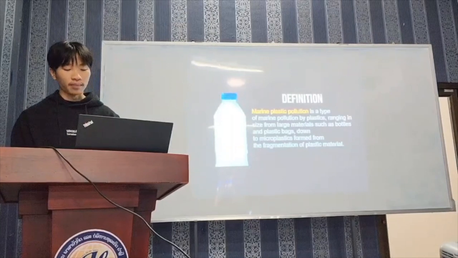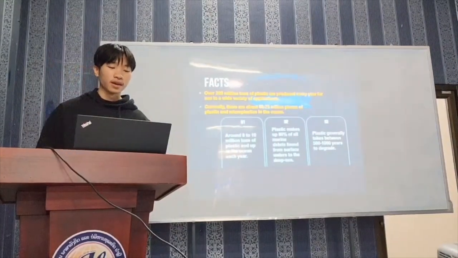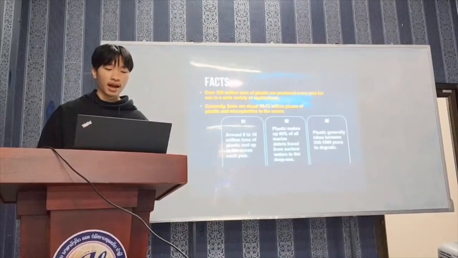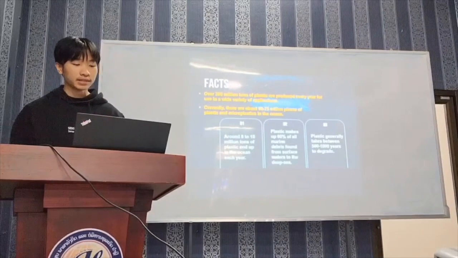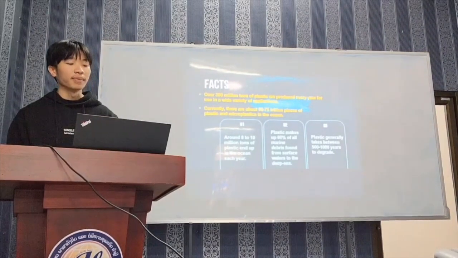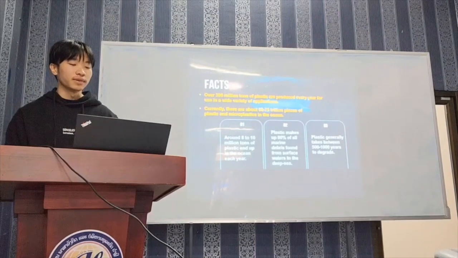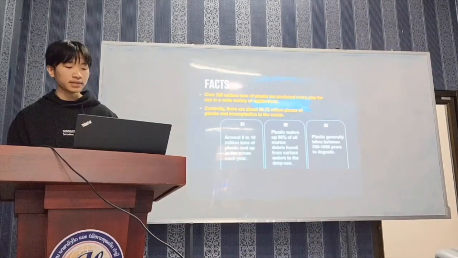Next, let's talk about facts. Over 300 million tons of plastic are produced every year for use in a wide variety of applications. Currently, there are about 50 to 75 trillion pieces of plastics and microplastic in the ocean.